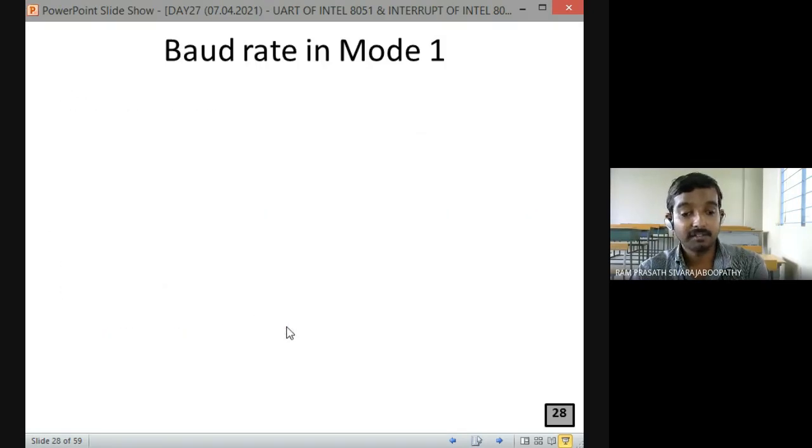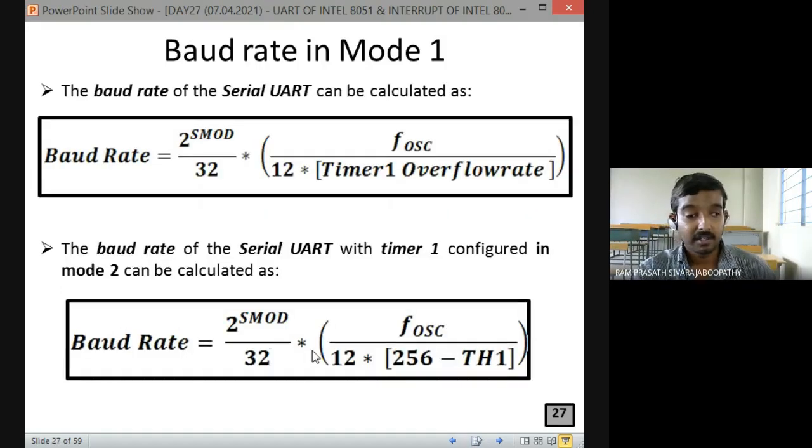This formula I have rearranged. How have we rearranged it? Baud rate = (2 power SMOD / 32) × (FOSC / 12) × (1 / (256 − TH1)). In the 256 minus TH1, we can take that value to the other side. We brought the baud rate down, so what comes? 2 power SMOD by 32 into FOSC by 12 into baud rate.